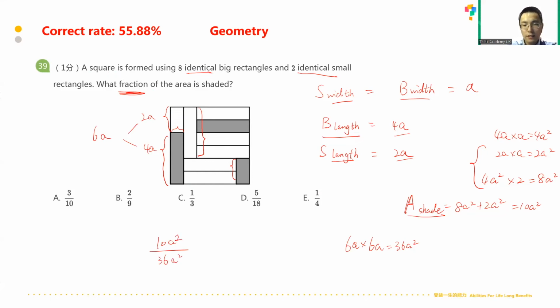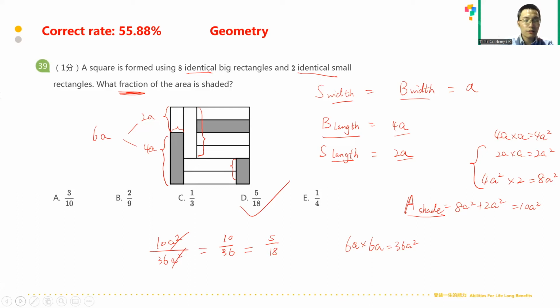Remember, I said A squared can be canceled out. It's both in the numerator and the denominator, so we can cancel them out. What's left is just 10 over 36. So 10 over 36, leave the fraction in simplest form. And we see there's a common factor 2. So cancel 2 on both top and bottom. We will have 5 over 18. So 5 over 18 is the final correct answer. So D is the correct answer.